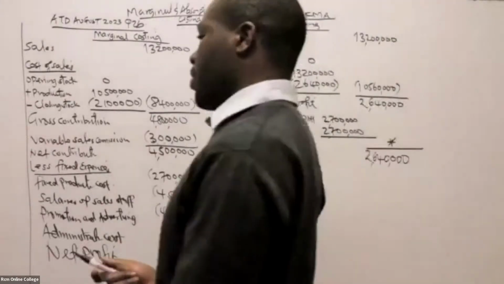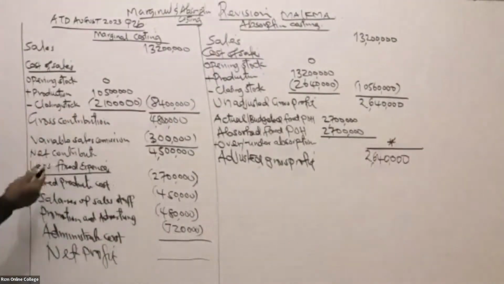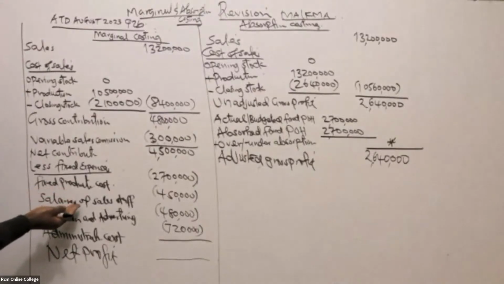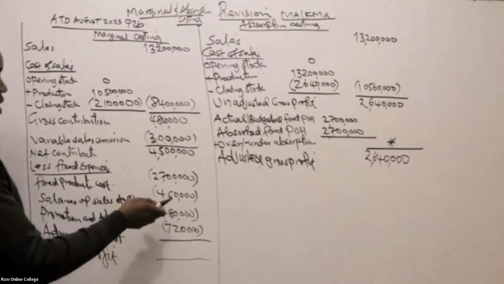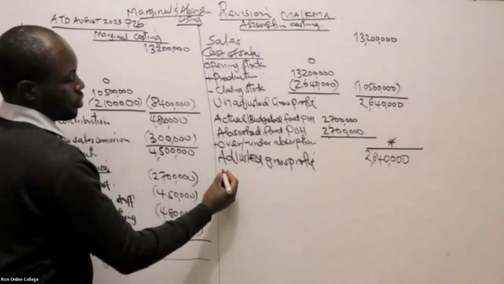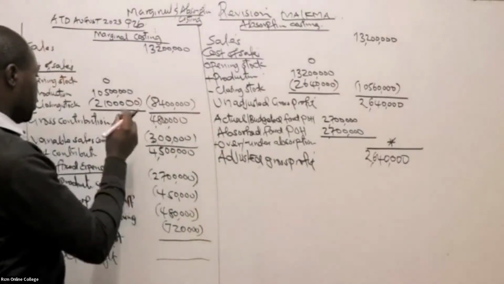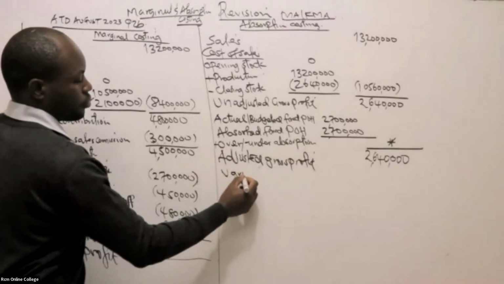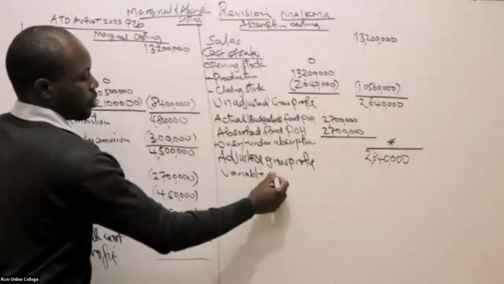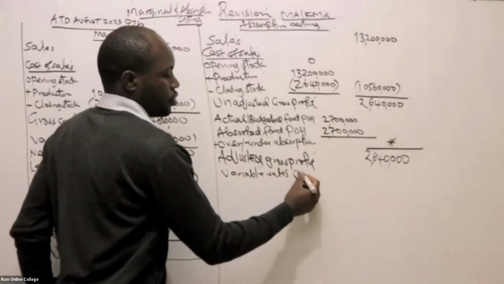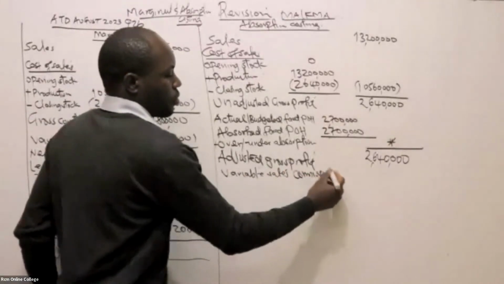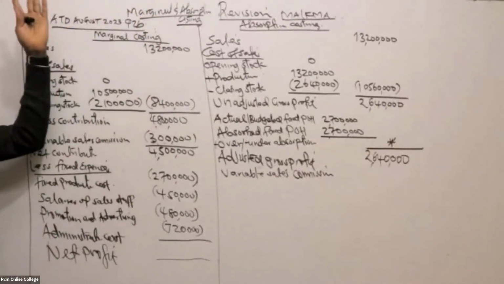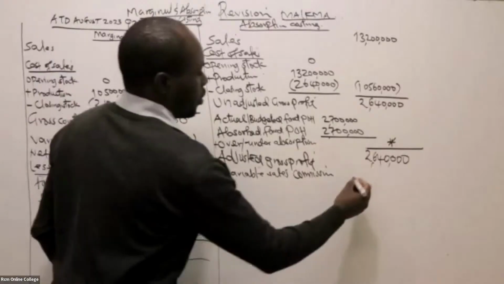After doing that, the other items will come, copy and paste. For example, the fixed production overheads have been taken care of, so we don't need to bring it here. Go to salaries of sales staff. Or even the variable, we start with the variable sales commission. Right? It will not be affected because the number of units sold is the same under each method. So the variable sales commission, 300,000.